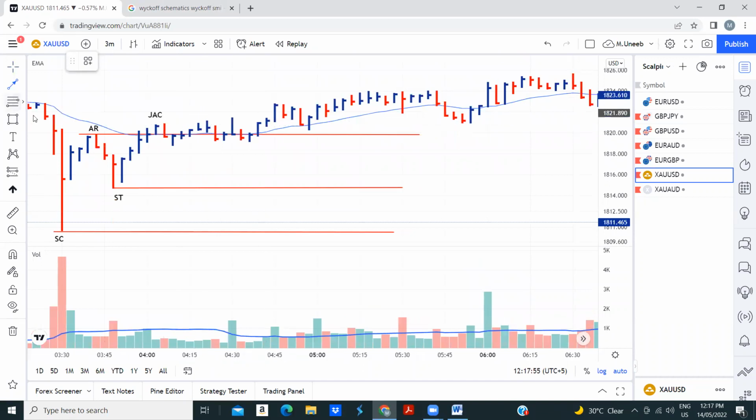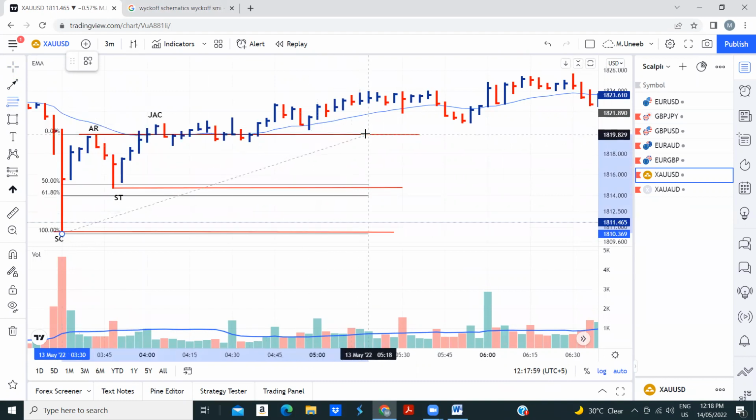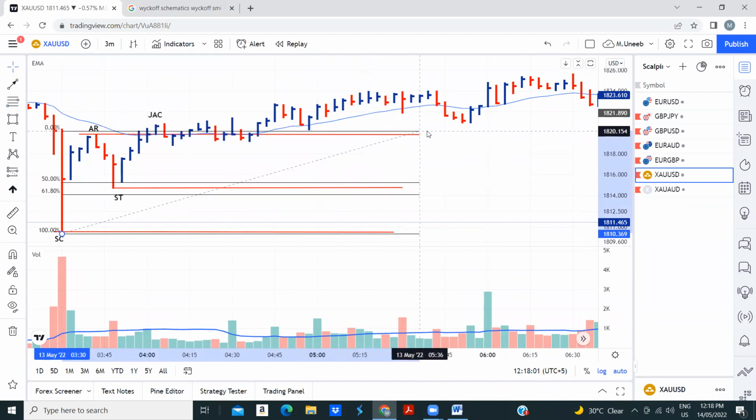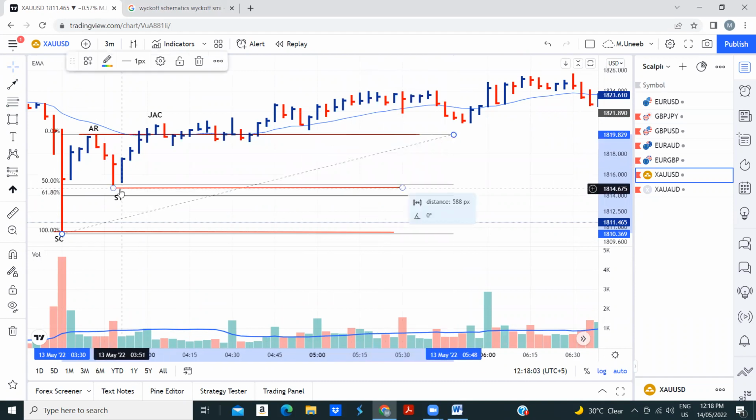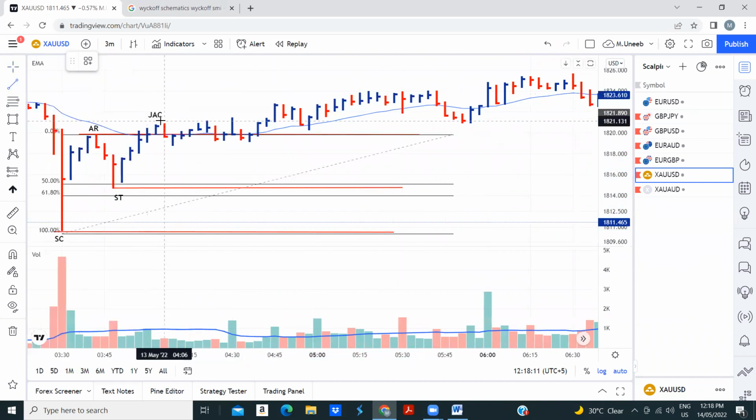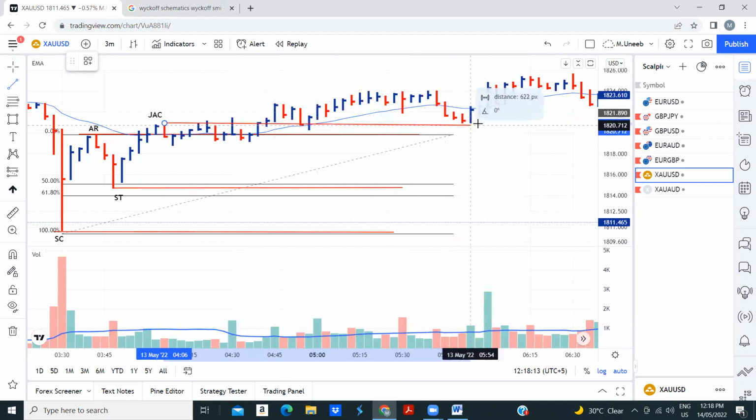If you want to use a Fibonacci, you can draw it. So we are expecting the market to come here and test this region. This is the spring region. But the price did not come back. How about this one? The price keeps on making higher. Do you have any anti-signal?